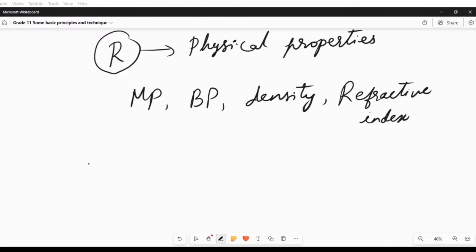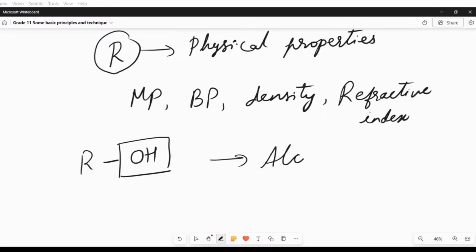Now, suppose R is attached to an OH group. So this is a functional group in place of G. Then I call it as alcohol. In all the chemical reactions of alcohols, it is the OH group that undergoes change, while rest of the molecule, that is R, remains unchanged.